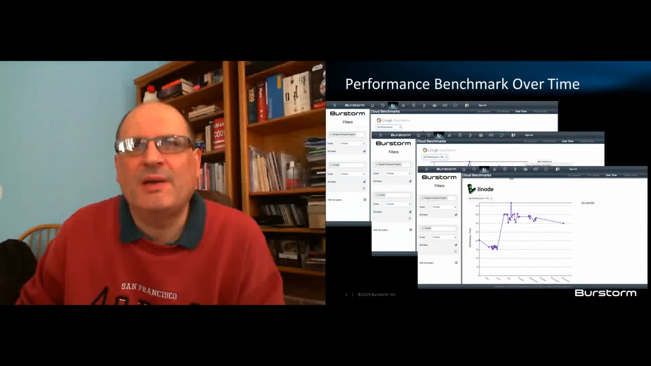Another interesting example of performance over time is what happened to Linode. In about the June-July timeframe, they migrated from Zen virtualization to KVM virtualization, and you can see this massive jump in performance. They made quite a big marketing campaign out of it, and rightfully so. It's almost 3 times better, 300% better performance, due to an infrastructure update they made.